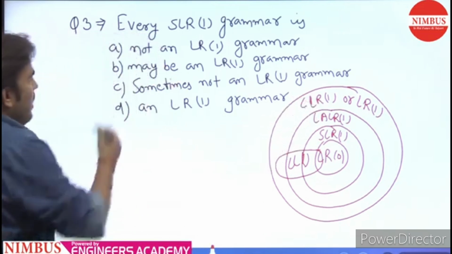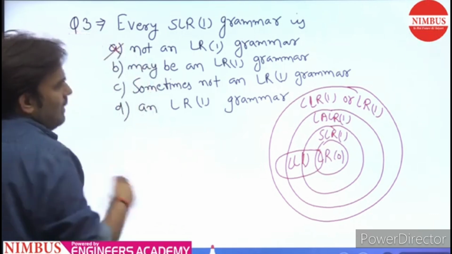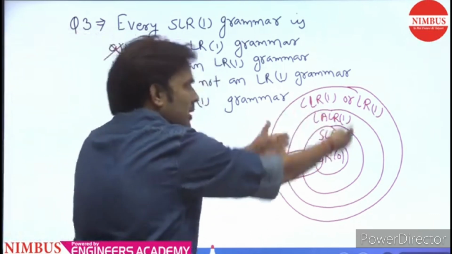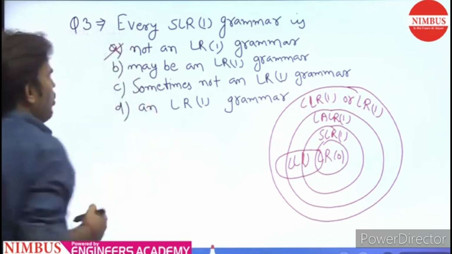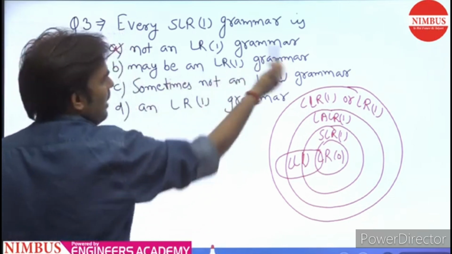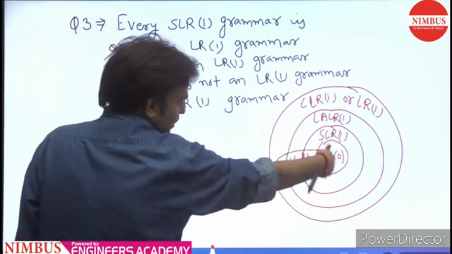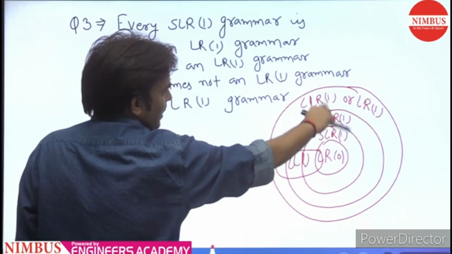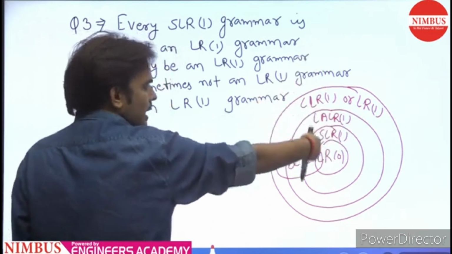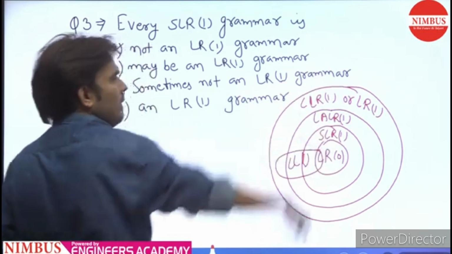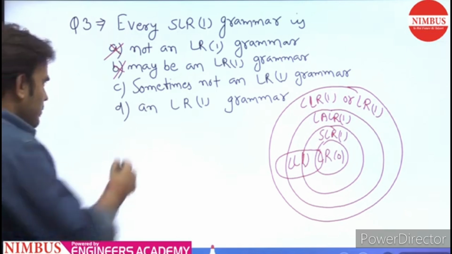So let's see here. Not an LR1 grammar, no, this is a wrong option. Every SLR1 grammar is CLR1 grammar or LR1 grammar, so that's why it's a wrong option. Maybe an LR1 grammar, maybe not, exactly all, because it's a subset of the LR1 grammar. So all SLR1 are always CLR1 or LR1. So the concept of maybe is not here.